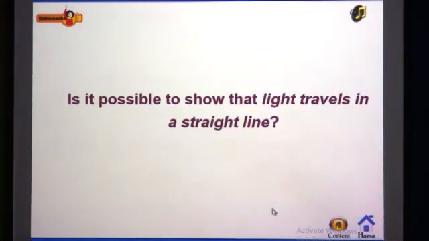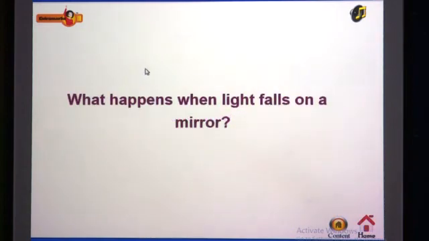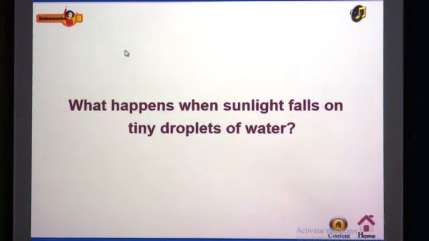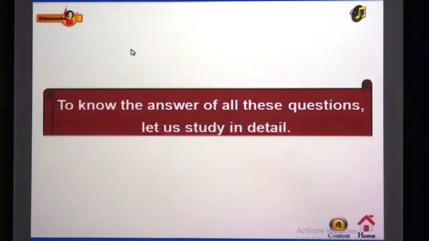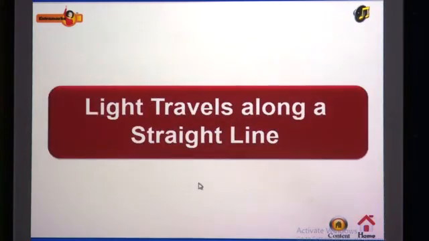Can we prove that light travels in a straight line? How does reflection of light occur? What happens when light falls on a mirror or any shiny surface? What happens when light from the sun falls on tiny droplets of water? Let us study in detail to get the answers of all these questions. Let us study about the light and its propagation with the help of an animation.